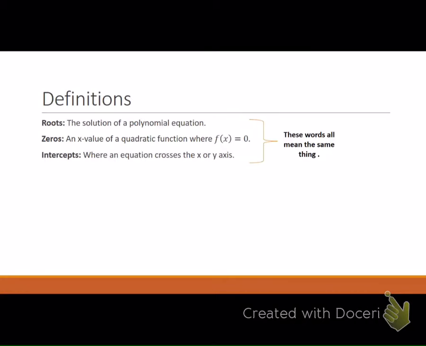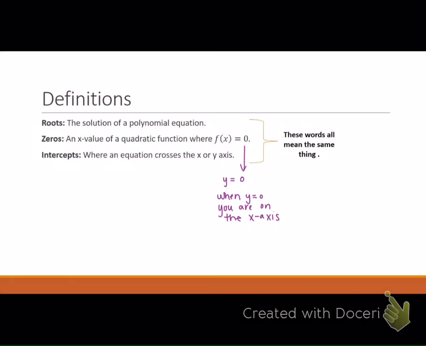So, roots are the solutions of the polynomial equation. Zeros are an x value of the quadratic function where f of x equals 0. This means, basically, y equals 0. And that makes sense because when y equals 0, you are on the x-axis.